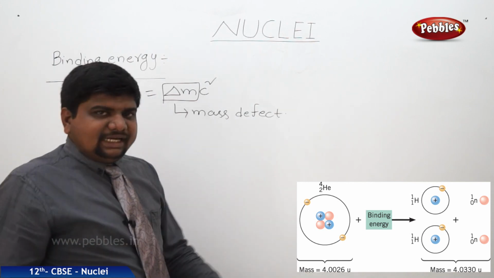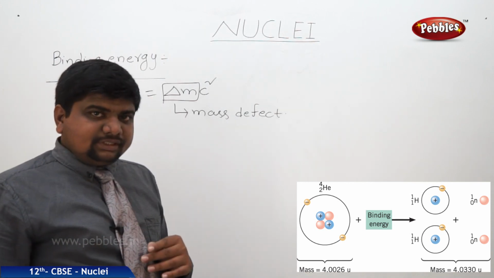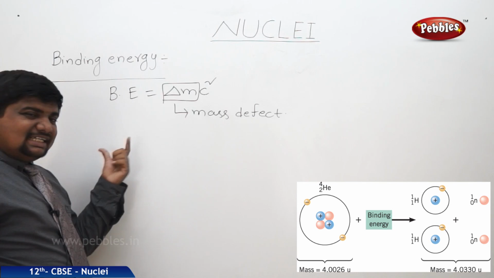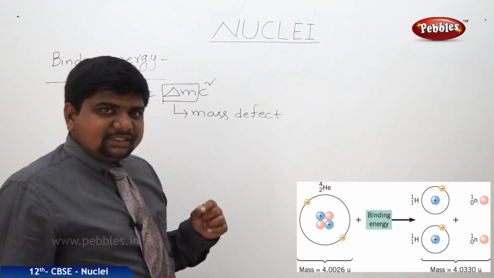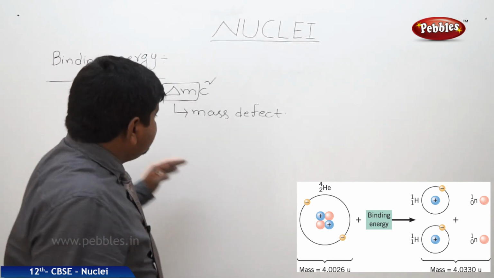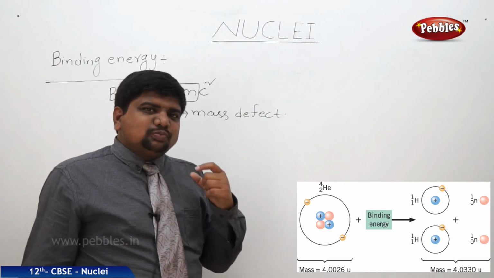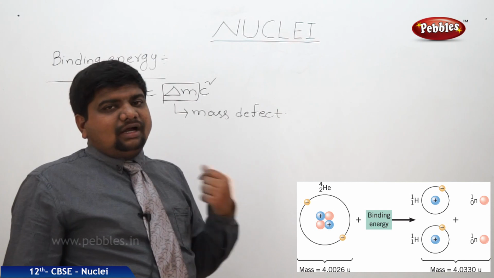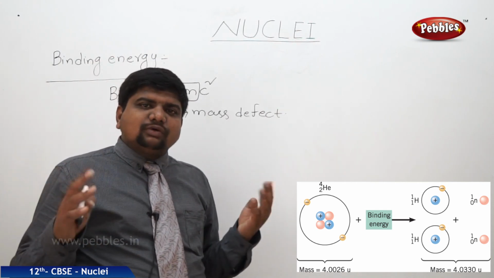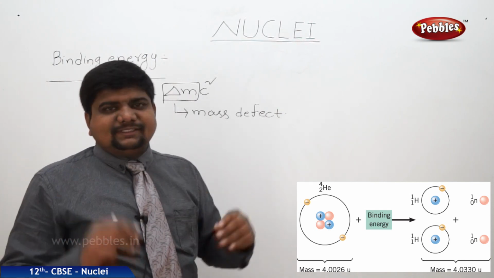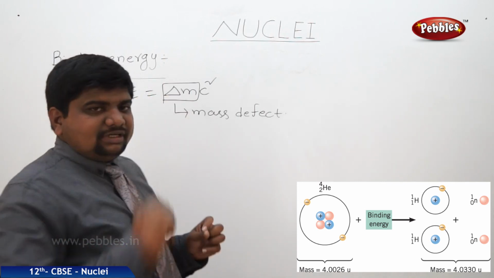We have many nuclides, and they have mass numbers. So what is the physical significance of binding energy? The binding energy means the minimum amount of energy required to split the nucleus, or to combine two small nuclei into a big nucleus. This is the minimum amount of energy required.